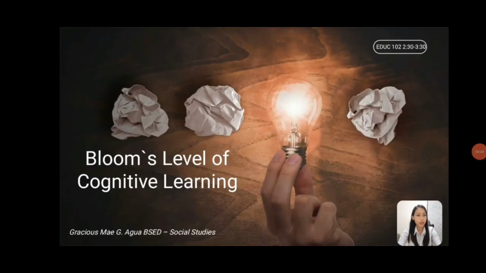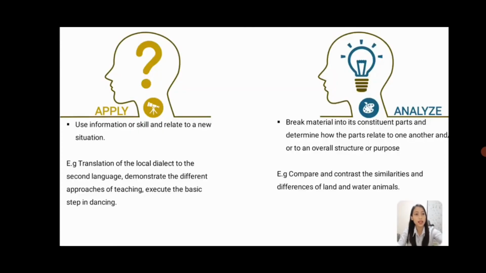I am Gracious May Agua, and in today's video I will share with you the continuation of Figure 2, which tackled Bloom's levels of cognitive learning. Benjamin Bloom, in 1956, led his group in coming up with the list of instructional objectives in cognitive learning. It was arranged from lowest to highest level. The first one is remember. Number 2 is understand. And number 3 is apply.